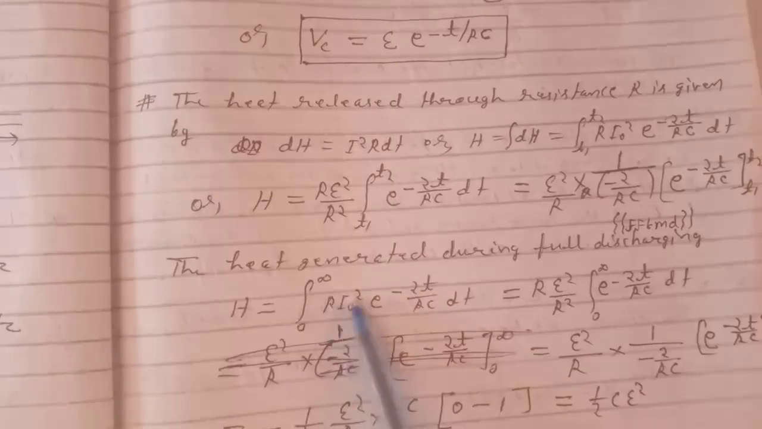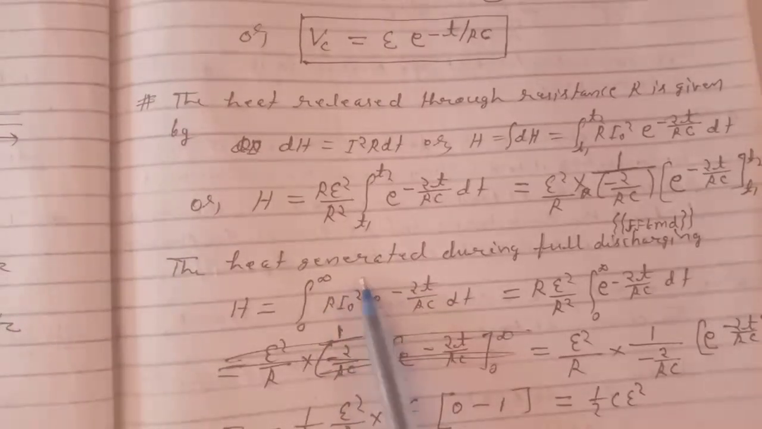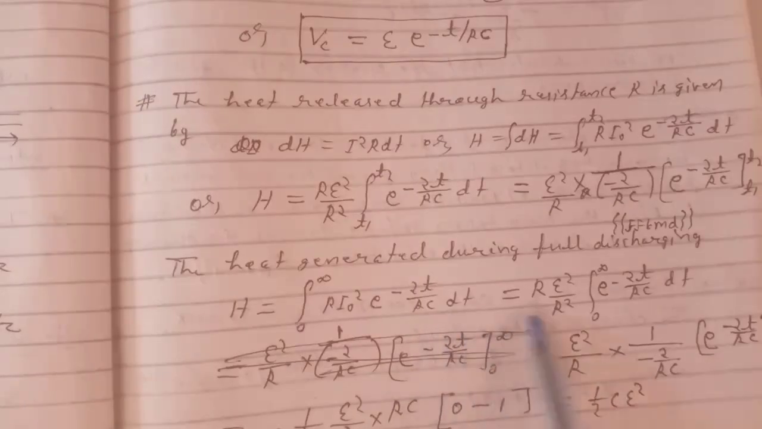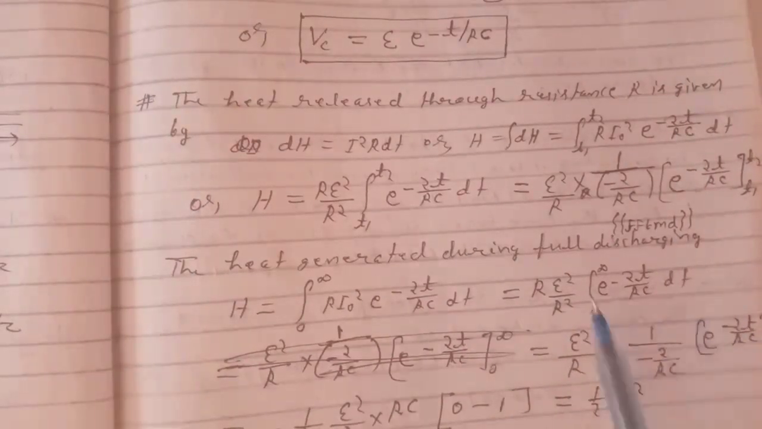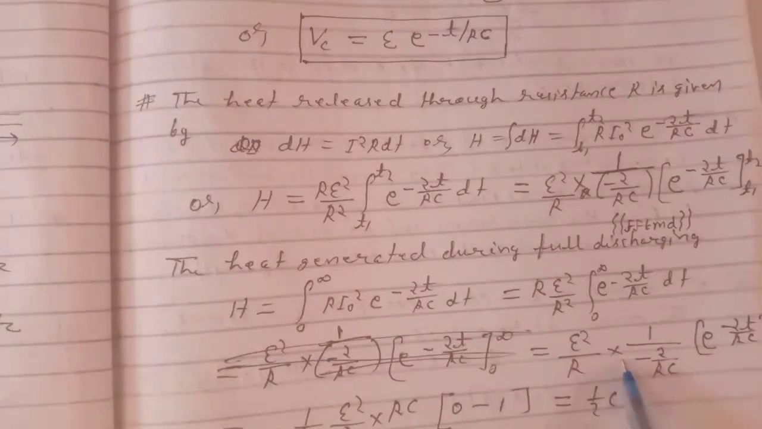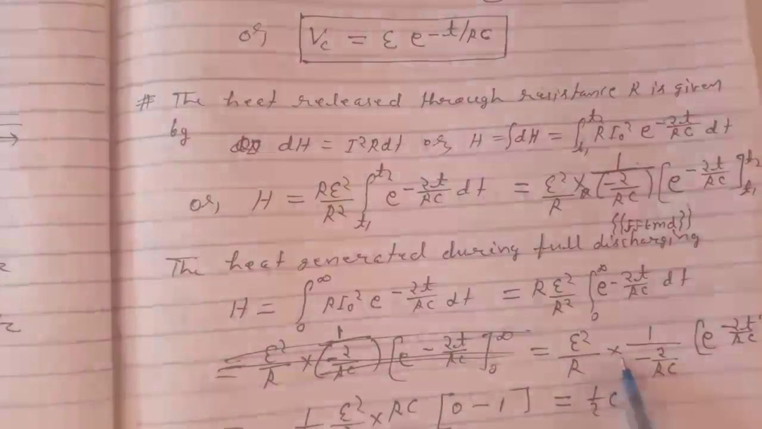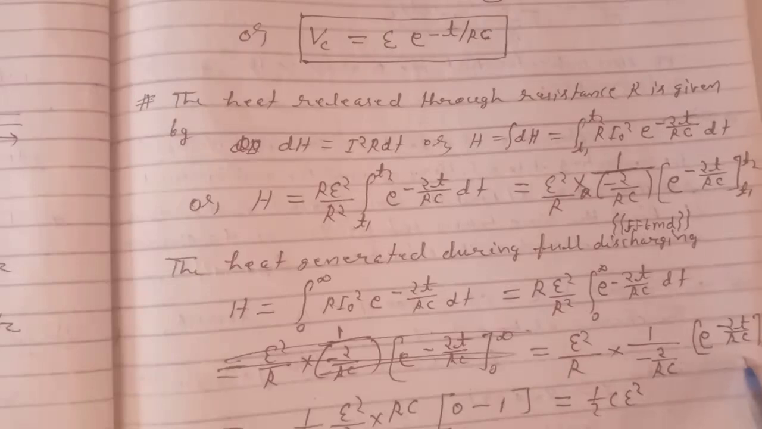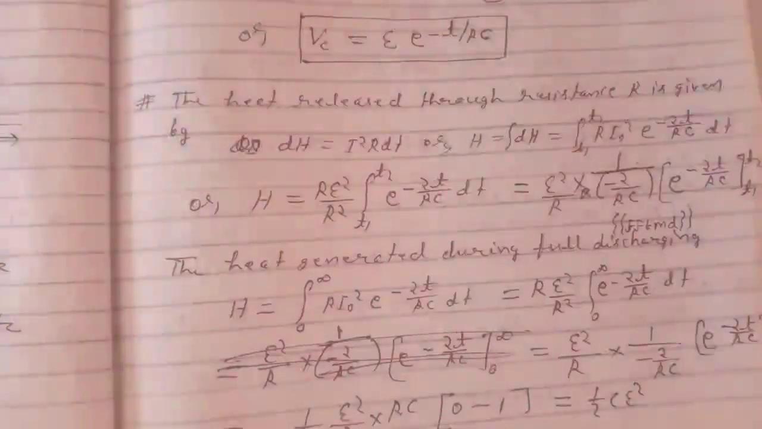And that is full discharging, when the capacitor becomes discharged: from 0 to infinity, R into I naught square e to the power minus 2t by RC dt, or R into E square by R square, from 0 to infinity, e to the power minus 2t by RC into dt. Now E square by R square into 1 by minus 2 by RC, e to the power minus 2t by RC, from 0 to infinity.